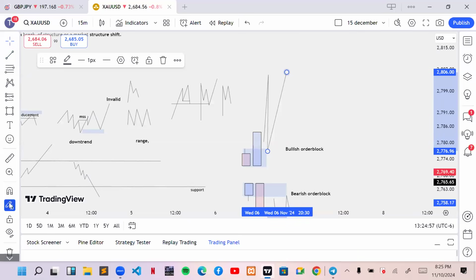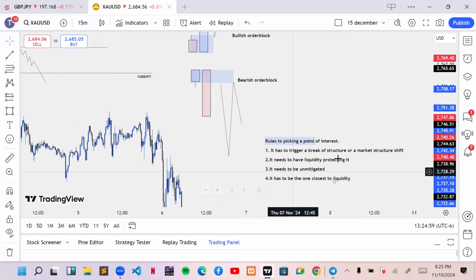So the rules of picking a point of interest: one says it needs to trigger a break of structure or a market structure shift. That is the first rule. The second rule says it needs to have liquidity protecting it, which is your inducement. So after you've gotten your market structure shift or your break of structure, you need to make sure that the point of interest you're picking has liquidity protecting it, which is your inducement.